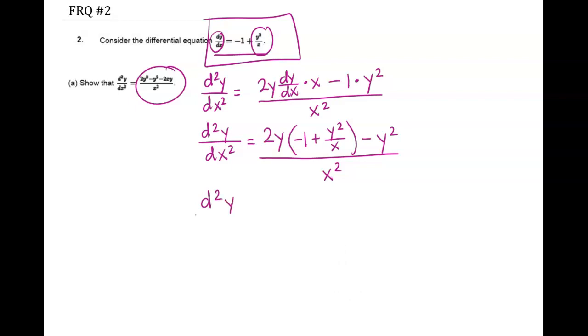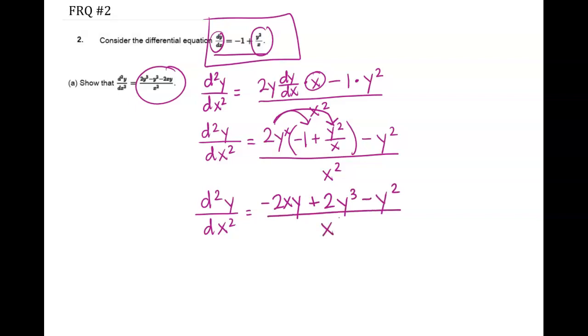d squared y over dx squared equals, well, oh, I lost my x. There should be 2yx right there. All right, there we go. Multiply it through. 2yx times -1 is -2yx. I'm going to say -2xy because it's alphabetical and looks better. If we multiply 2xy times y squared over x, the x's will cancel, and we'll end up with plus 2y cubed, and then we have minus y squared, and this is all over x squared.